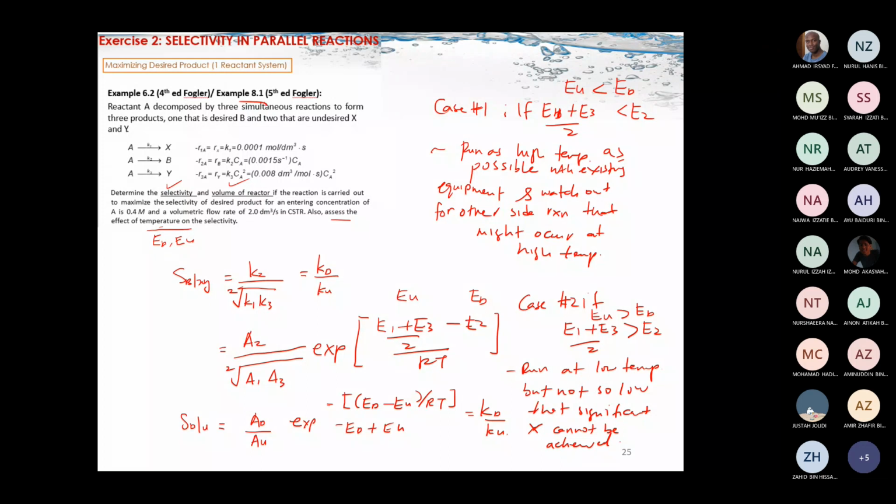Okay, semua okay ke so far? Ke dah tepu? Dah saturated dah? Doktor, yang run at low temperature but not so low. Okay, so that significant X tu conversion. Significant X cannot be achieved.